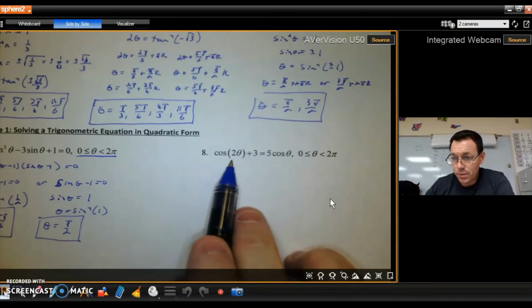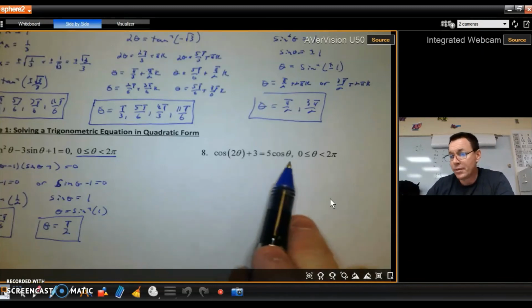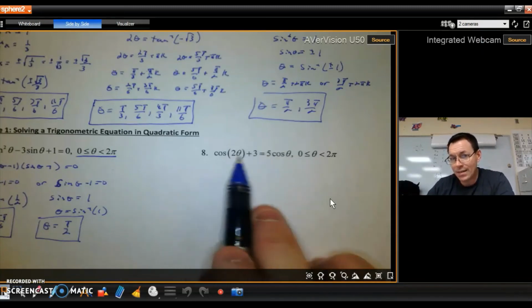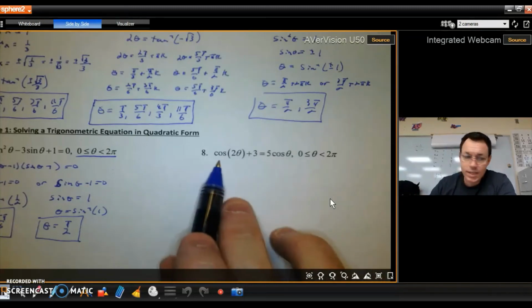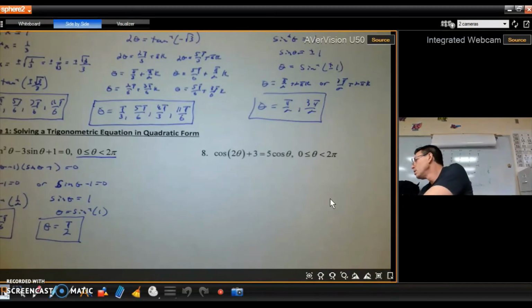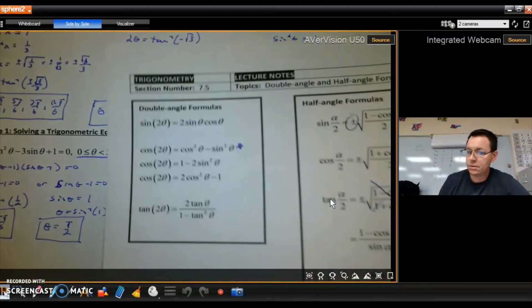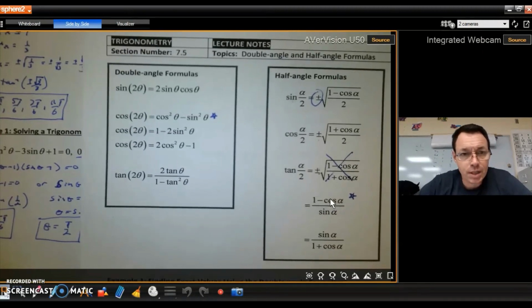If all we had was a 2 theta, we can solve for that. We can move everything to one side, and then the very last thing we do at the end is divide everything by 2. But this is a 1 theta. They're not the same. But if you recall back to when we did the double angle formulas, so I'm going to grab my notes, okay, so here's my notes with the double angle formulas.